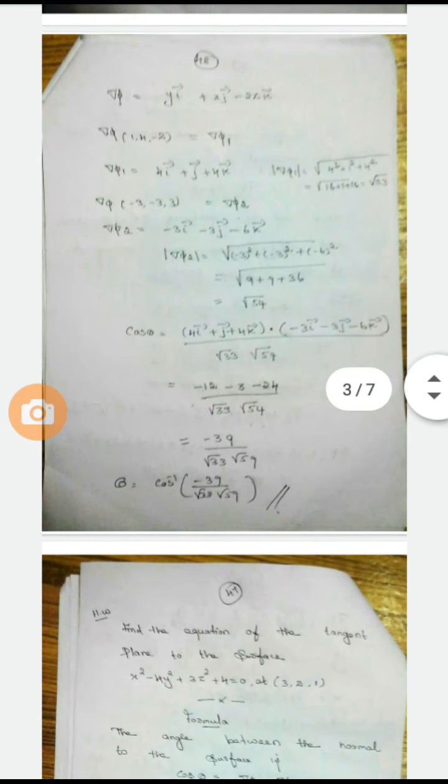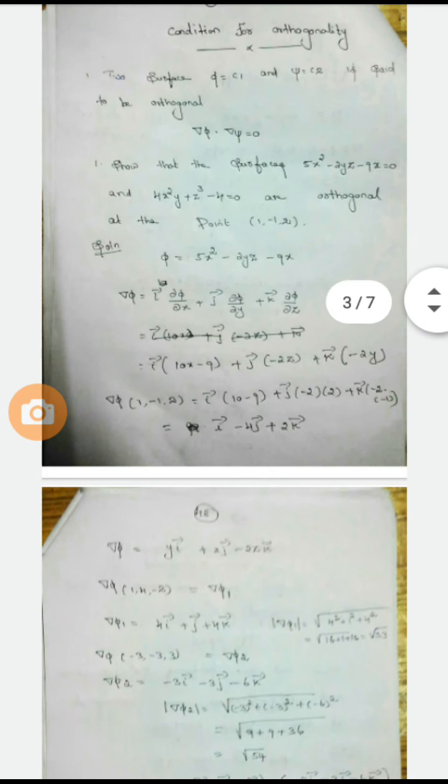Now you find cos theta. Cos theta is equal to, what's the formula? Del phi 1 dot del phi 2 divided by modulus of del phi 1 into modulus of del phi 2. Now substitute the values of del phi 1 and del phi 2. Then you find the dot product. So we get minus 39, divided by root 33 into root 54. Now theta is equal to cos inverse of minus 39 divided by root of 33 into root of 54.